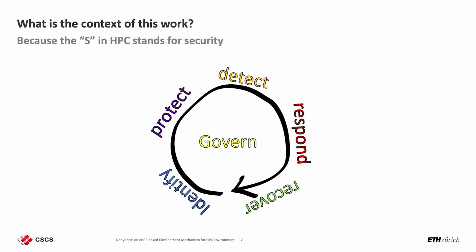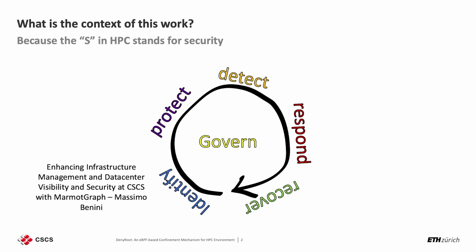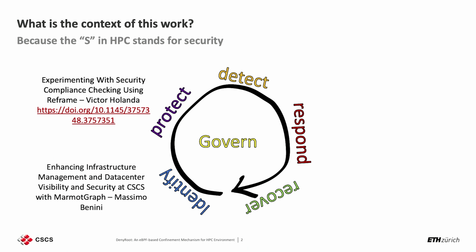This morning, you saw Massimo present something related to Marmot graph that goes in the direction of identity. You want to identify all the assets at CSCS, try to correlate them, and be able to act upon any threat we find. Then we protect those assets.